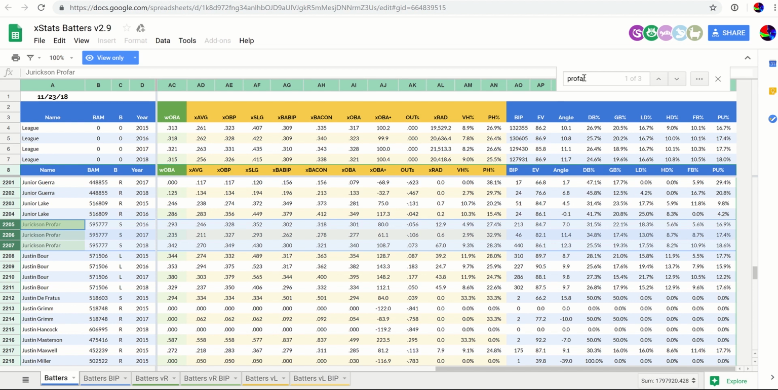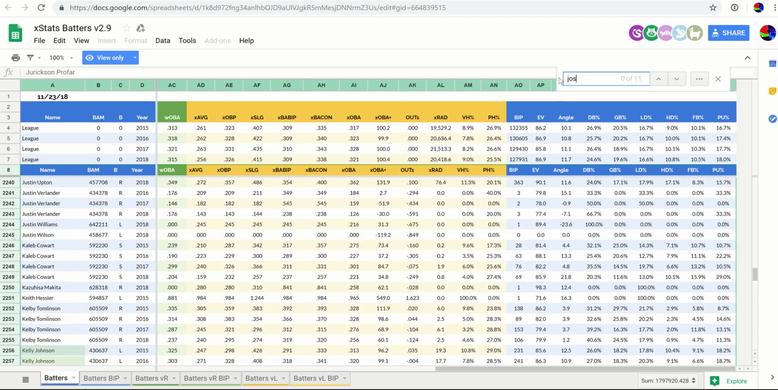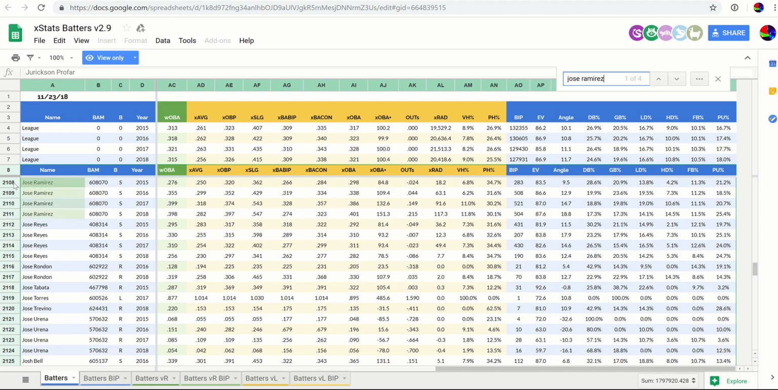Profar. Actually, you want to know something? Profar is not a very good example because his years are not the same. He barely played last year. Let's take a look at Jose Ramirez and kind of what may have fueled that breakout that he had this year. So what we'll do, let's take a look right here.